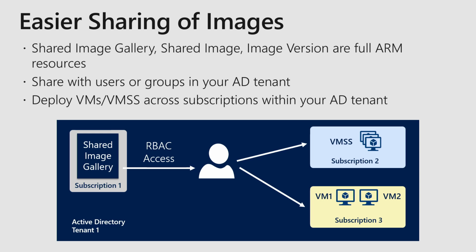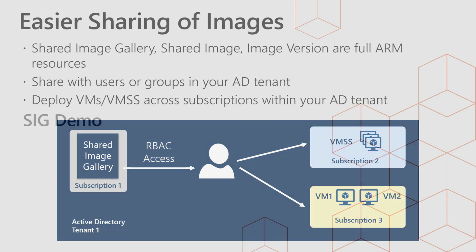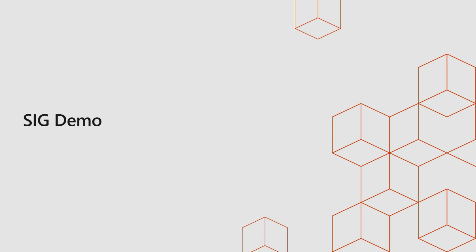So think within your organization, you have multiple subscriptions, and there are users who have access to multiple subscriptions. If you share the image with the user, they can deploy the VM in a different subscription. Now let's take a look at the demo.